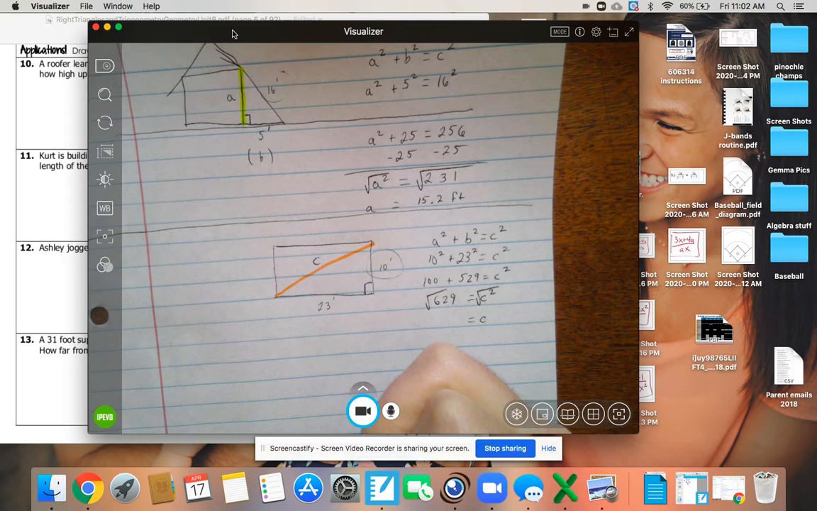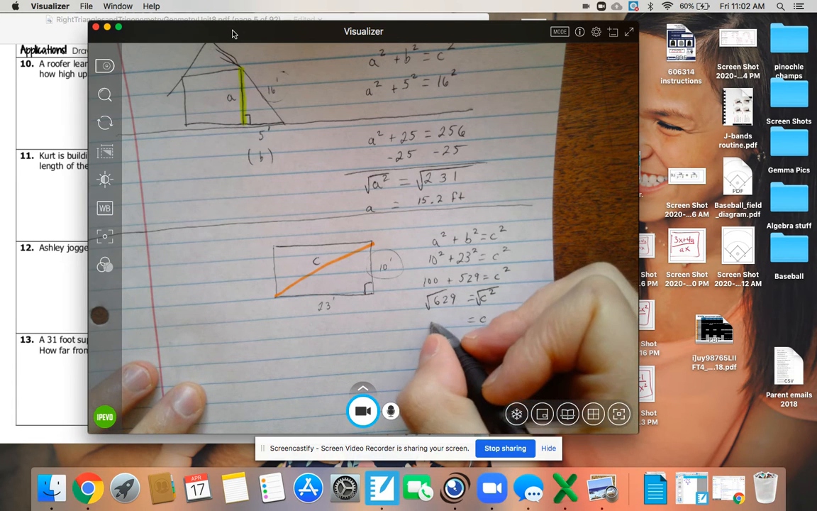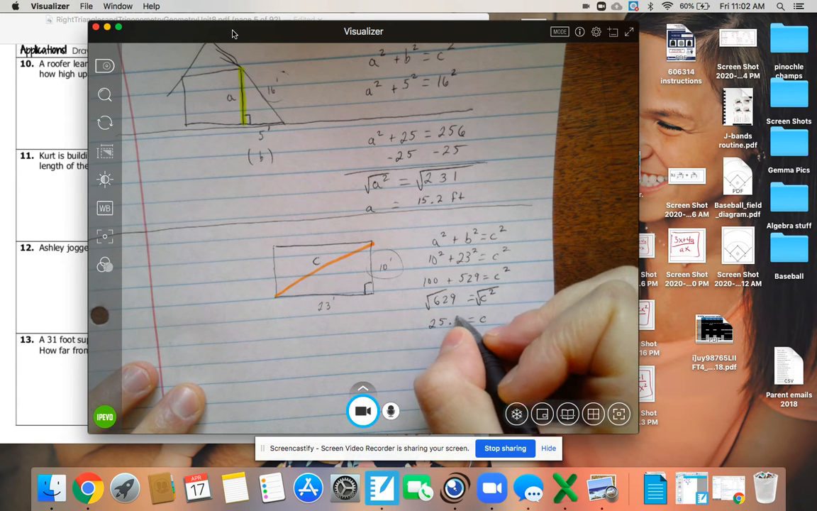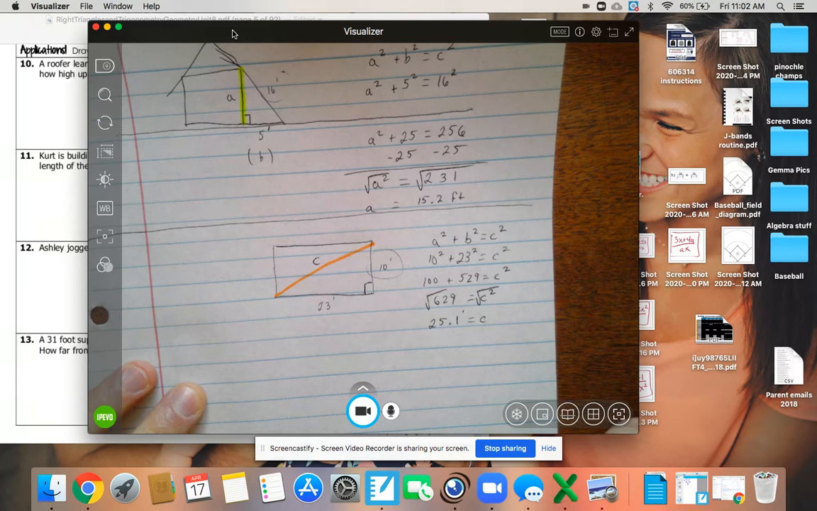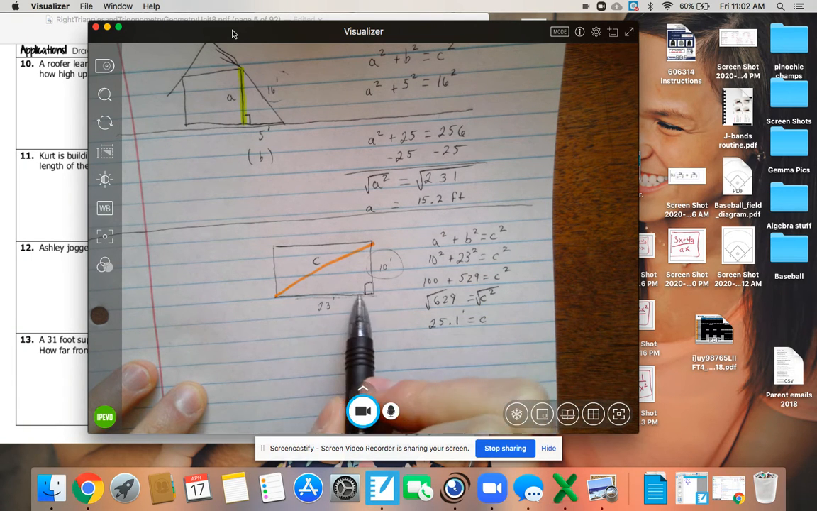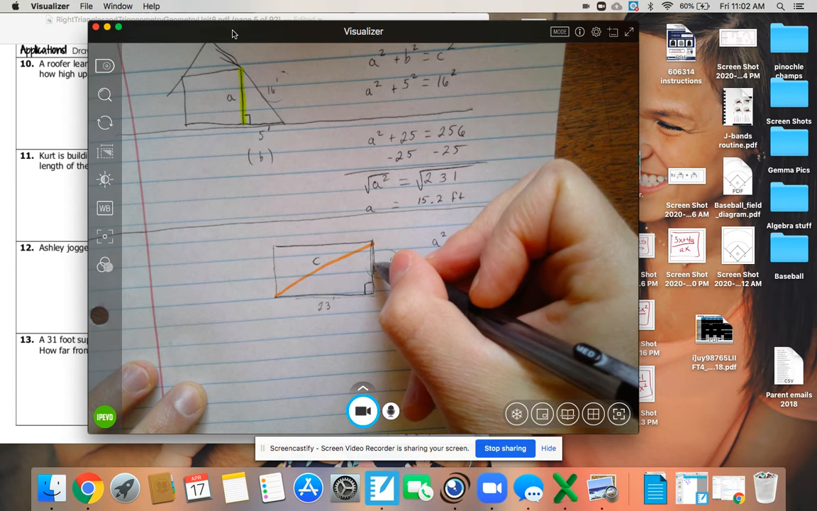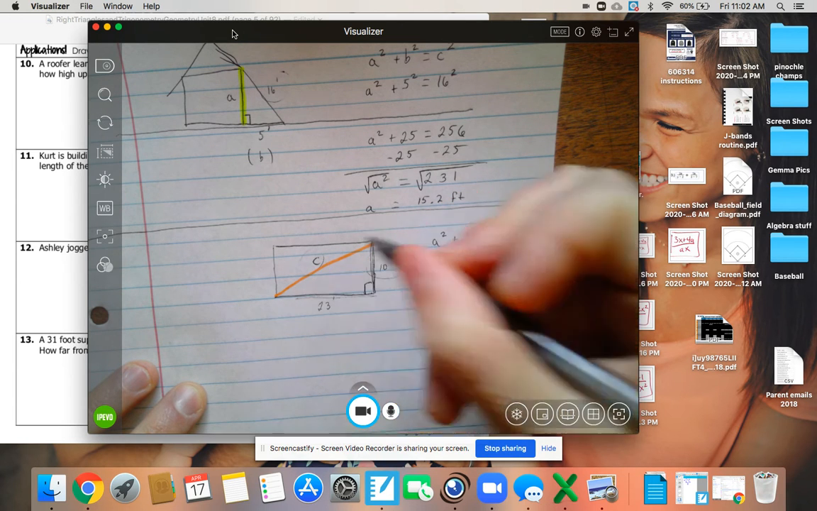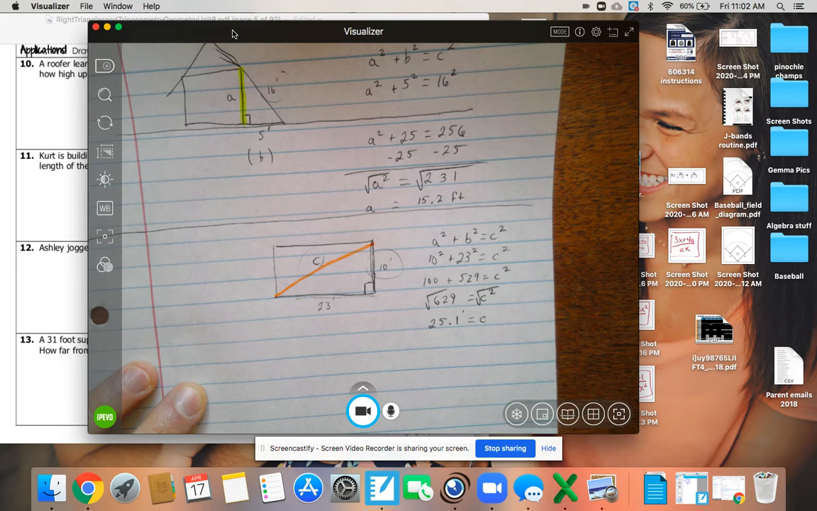The square root of 629 would be 25.079. So we're going to round this to 25.1 feet. Right? That would make sense if this is 23 feet long and this is 10 feet long, that the C value should be roughly 25 feet long. That makes complete sense.